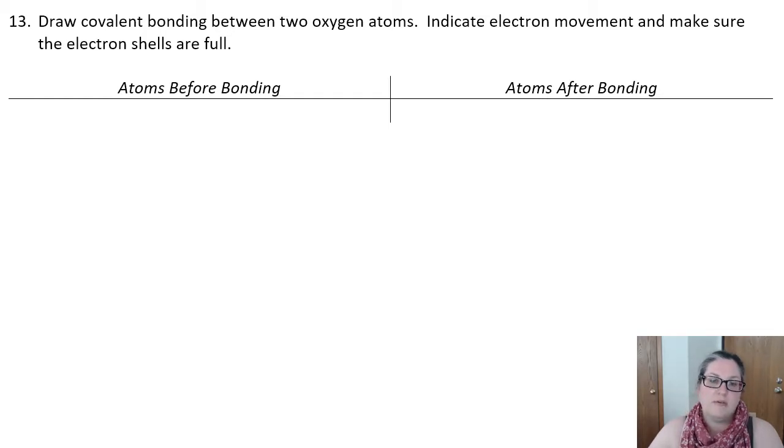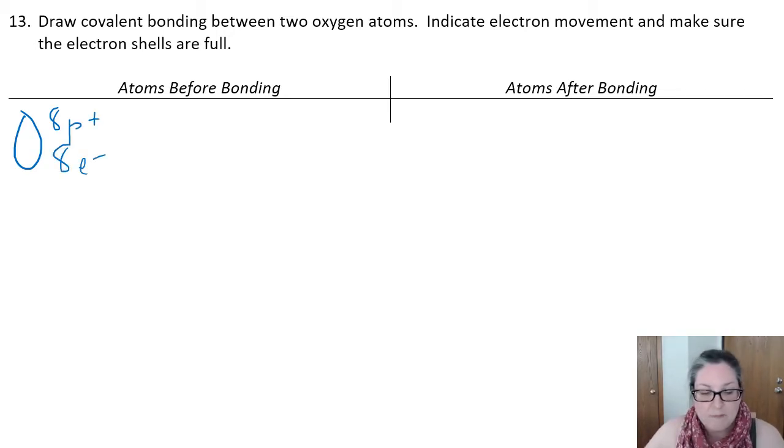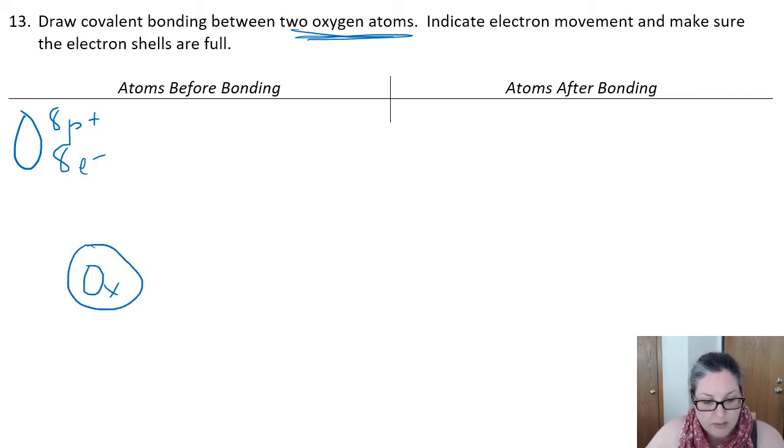The last problem I'll be working for this assignment is number 13. Draw covalent bonding between 2 oxygen atoms. Indicate electron movement and make sure electron shells are full. So let's figure out, we just saw what oxygen was from the last question. Oxygen has 8 protons and 8 electrons. So if 2 oxygen atoms are going to be bonded to each other, let's see what that looks like. Again, I'm going to do an X next to the oxygen. Otherwise, it just looks like a circle.